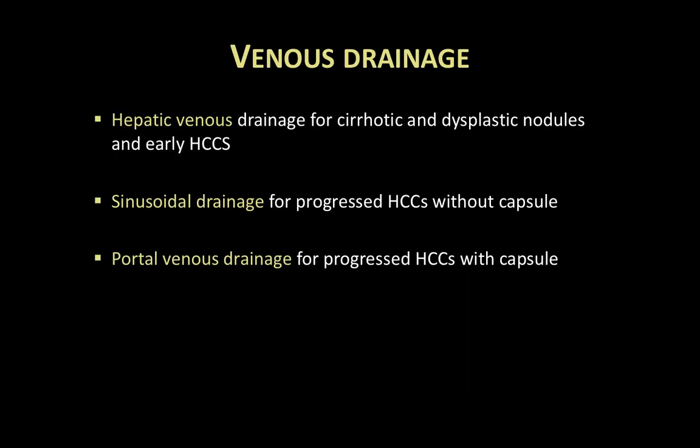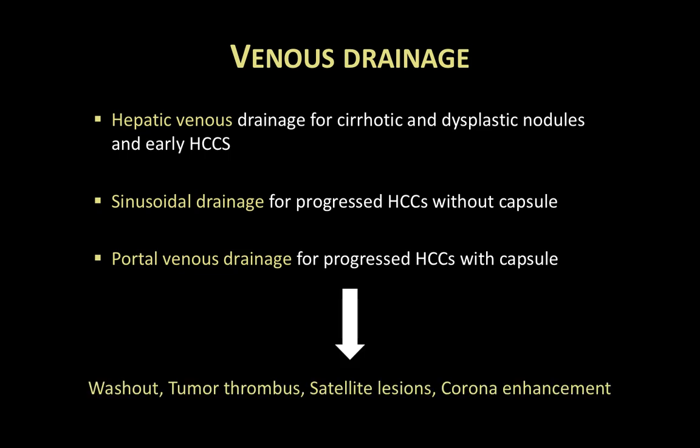Usually cirrhotic and dysplastic nodules and early HCCs drain into the hepatic veins. Once there is progressed HCC which has developed without a capsule, there is sinusoidal drainage. So it drains into the adjacent sinusoids of the adjacent liver parenchyma. And we see portal venous drainage only in progressed HCCs with capsules. Now this explains a lot of phenomena. So obviously if a tumor is draining into the portal vein while the rest of the liver is draining to the hepatic vein, we will see washout.